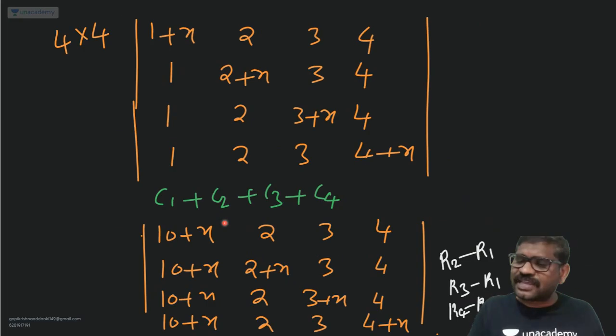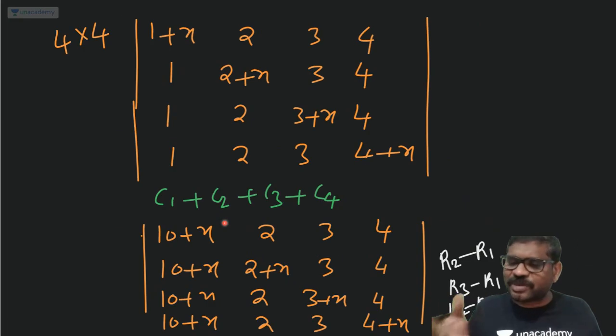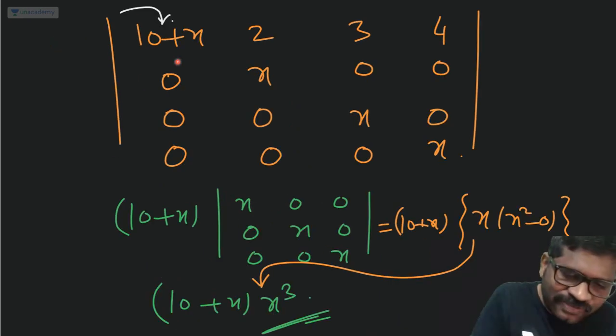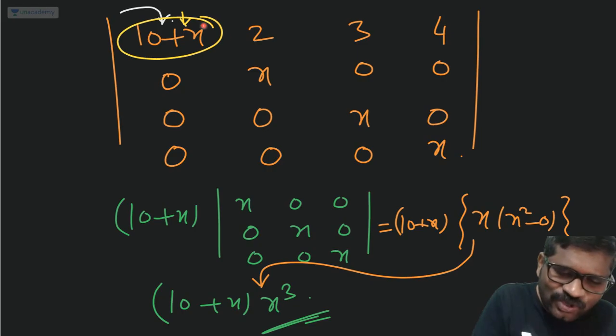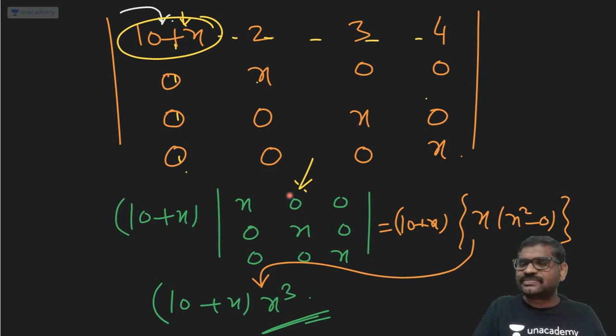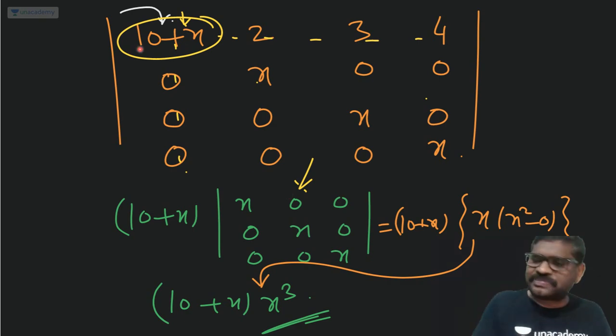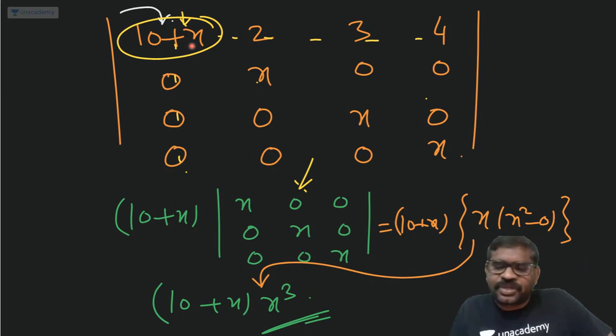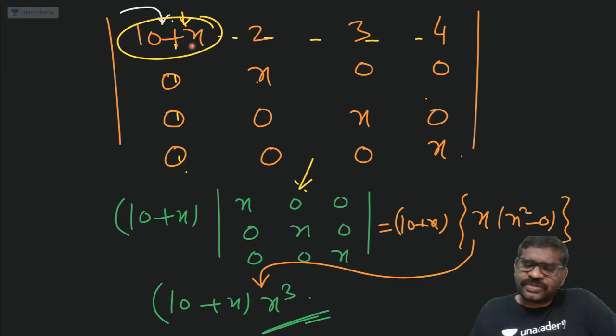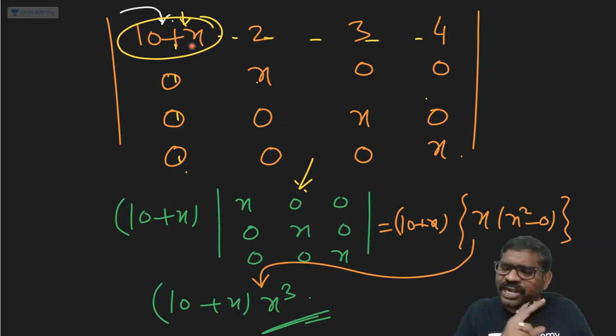How did you get 10 plus x? I have not taken common, man. I have not taken common. Just I have expanded by using the first column: 10 plus x into, by deleting its row and its column, I got this 3 cross 3 determinant. Don't misunderstand the concept. I have not taken common. Just I have expanded the determinant by the first column. Okay, next. So simple. Whenever the matrix is 2 cross 2, AD minus BC technique.